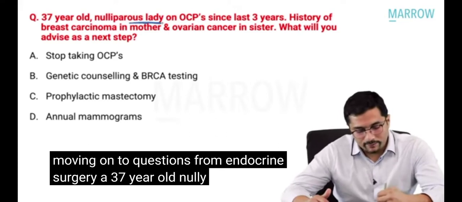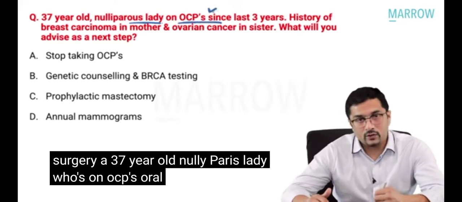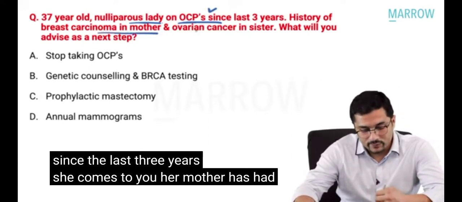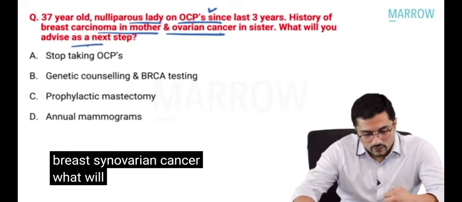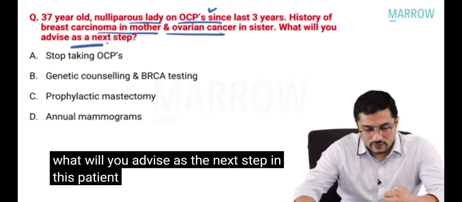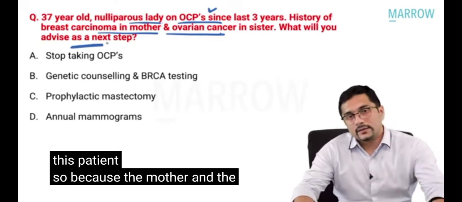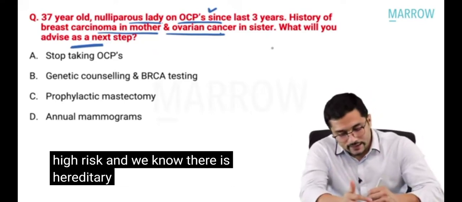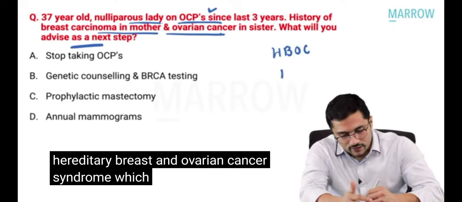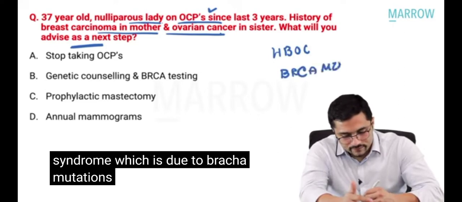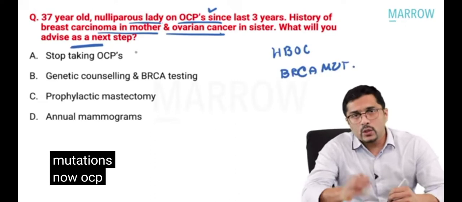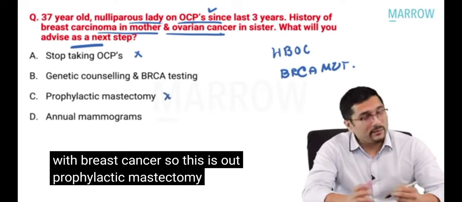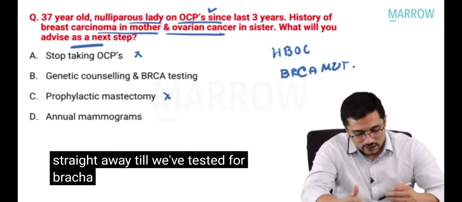A 37-year-old nulliparous lady who's on OCPs, oral contraceptive pills, since the last 3 years. She comes to you, her mother has had breast and ovarian cancer. What will you advise as the next step in this patient? Because the mother and the sister have had breast and ovarian cancer, she is at high risk, and we know there is hereditary breast and ovarian cancer syndrome, which is due to BRCA mutations. Now, low dose OCPs are not linked with breast cancer. So, this is out. Prophylactic mastectomy we do not do straight away till we have tested for BRCA gene.